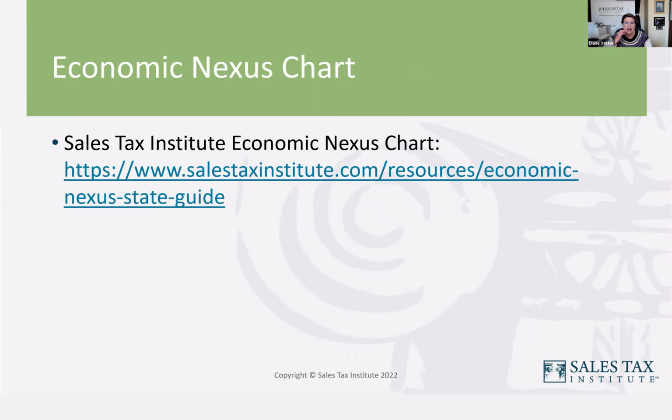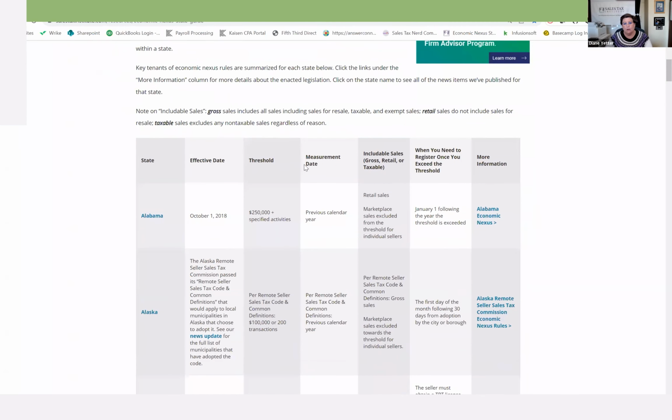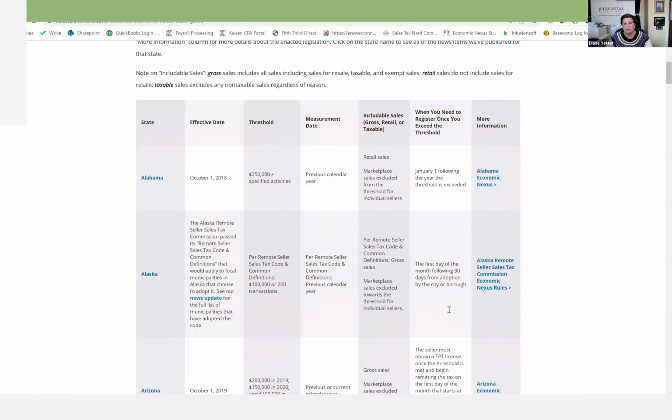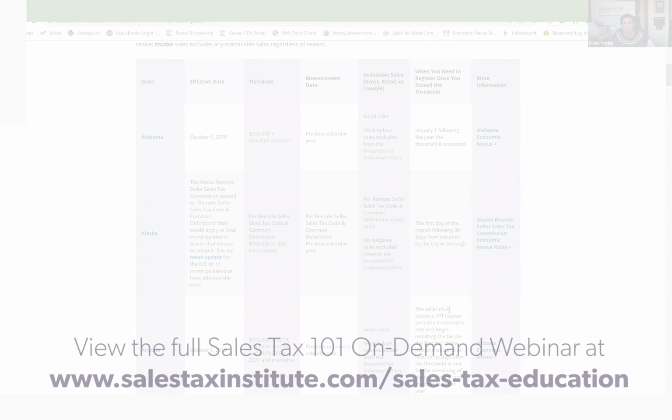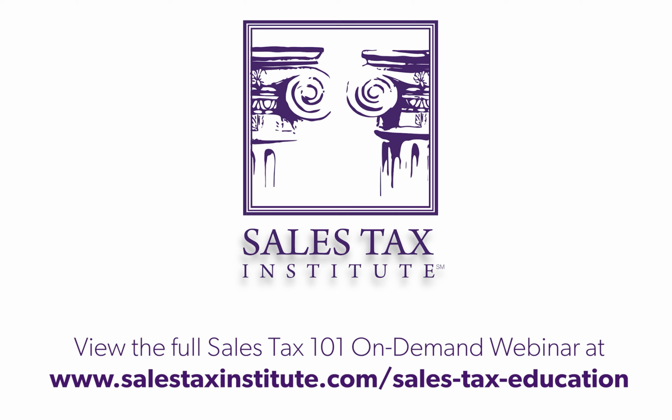So we actually have an economic nexus chart, and there is the link for it. And so you can look here, and we've got all of those items that I just talked about, state by state, along with the effective dates, that you can see all of that information. Come in here and look at those by state. So hopefully you will find that helpful.